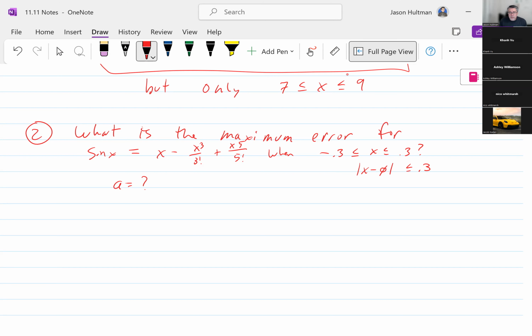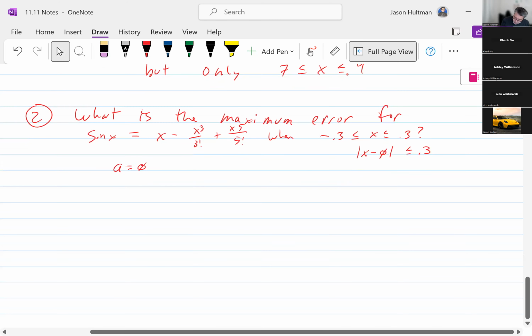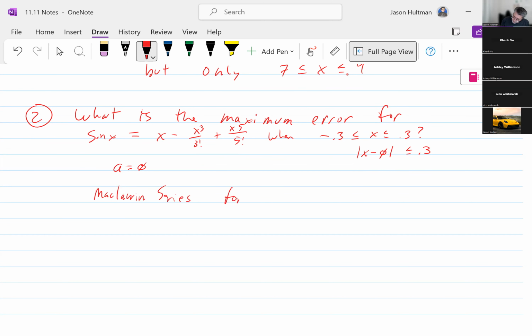So where are we centered? Why aren't we centered at 0? Yeah, A is 0. And what do we call things that are centered at 0? Yeah, this is the Maclaurin series for sine x. But we only went out 3 terms.